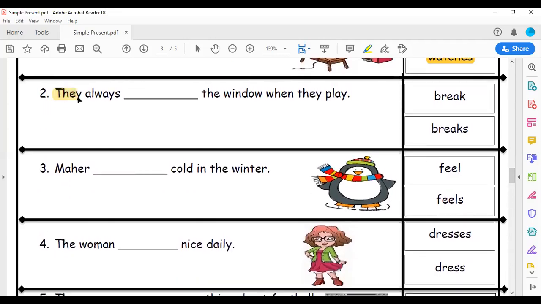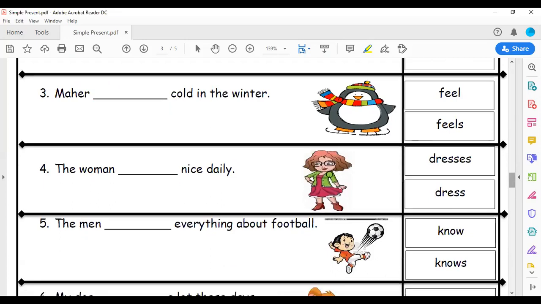They always the window when they play. Okay, they. Is it singular or plural? Bravo, this is plural. So do I add something? No, I don't. So it's break. They always break the window when they play. Number 3.